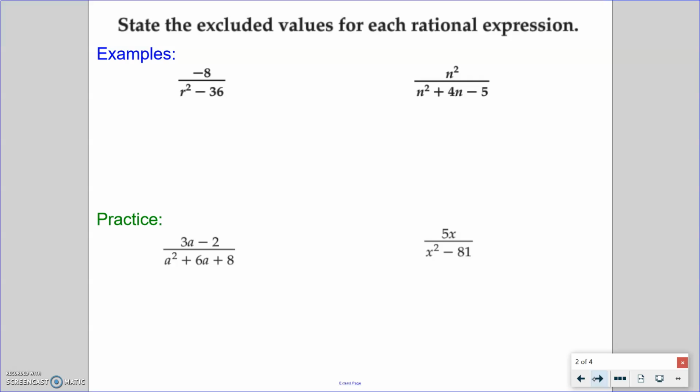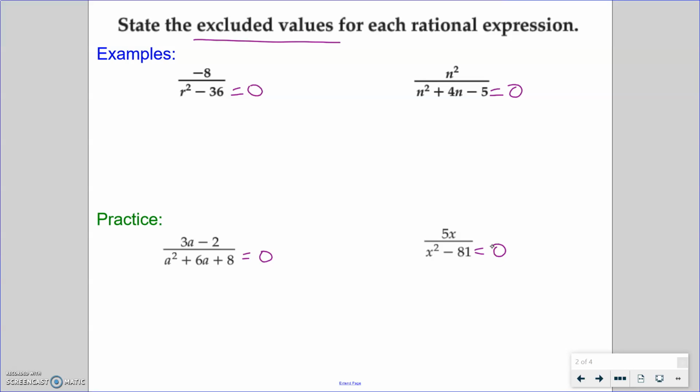So state the excluded values. Excluded values just means when you have a fraction, what's literally the only thing that can't happen in a fraction? You can't have a 0 on the bottom, okay? You can never do 4 divided by 0. That gets you undefined. It's not a thing. So when it says state the excluded values, you're basically saying what value for that variable would make the bottom a 0. So what we do is we set it equal to 0 and solve so that we can try to figure out, well, what 2 values are the only ones that aren't going to work?